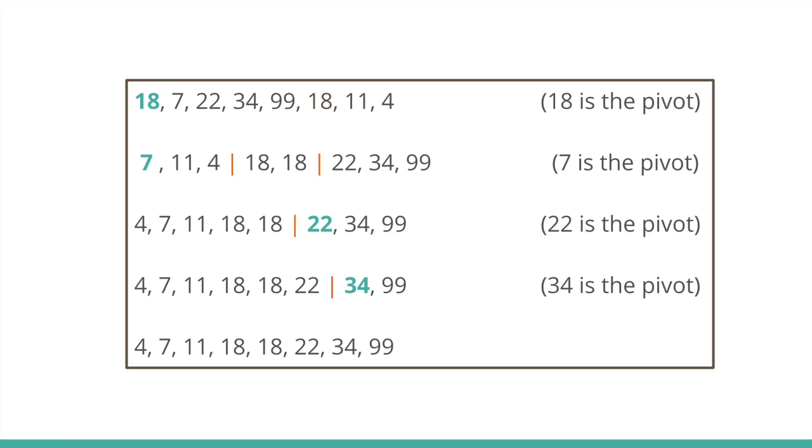When we recurse on the left list, we choose 7 as our pivot, and since 7 is perfectly in the middle, that side returns 4, 7, and 11. We then recurse on the right side with 22 as our pivot, and when doing so, we end up with 2 sublists, one with just 22 and another with elements that are greater than 22, which include 34 and 99. Now we recurse on the list containing 34 and 99, using 34 as a pivot, and now we have our sorted list.